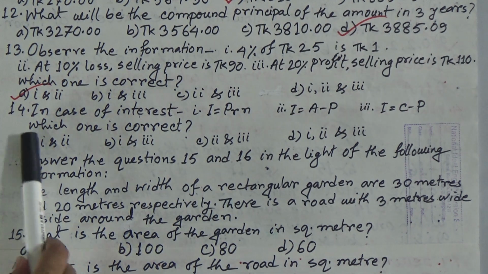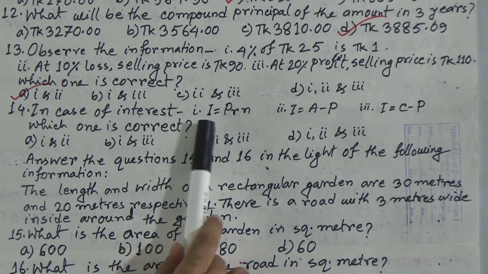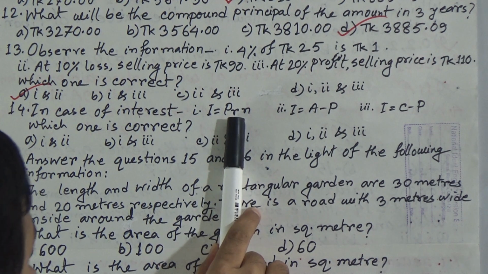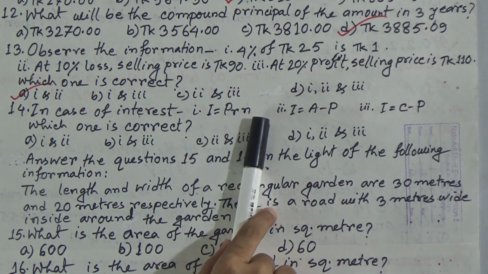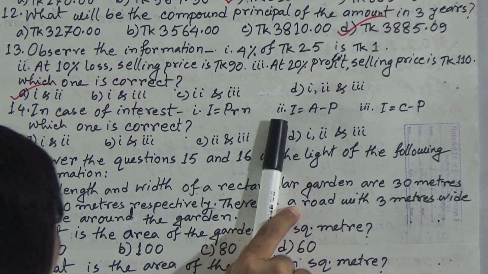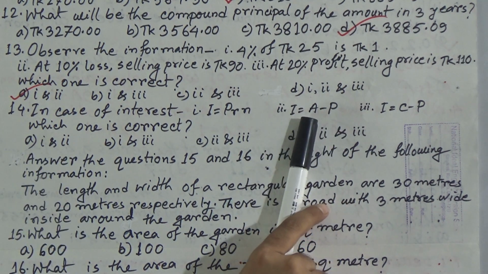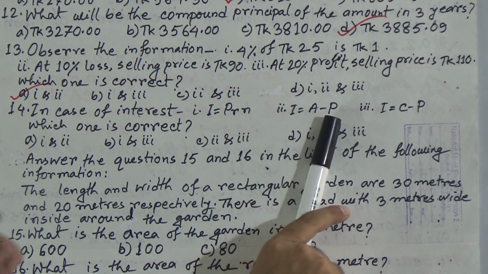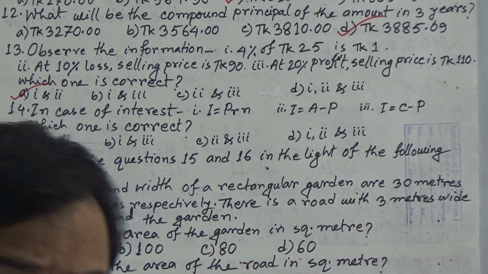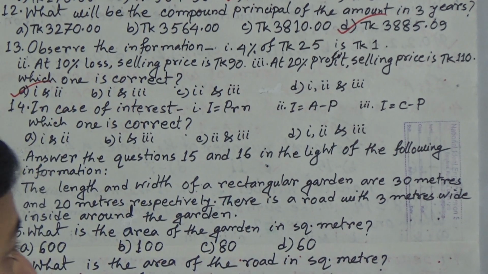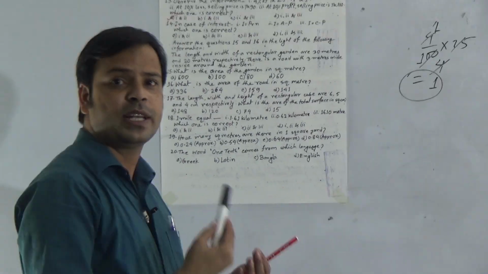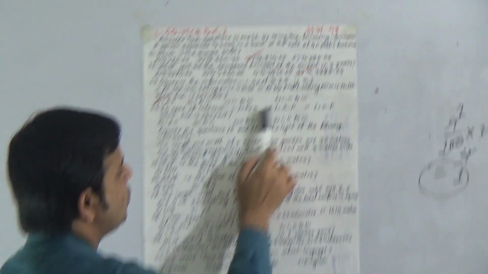Now question 14. In case of interest, first one I equal to PRN. Yes, this is the formula of profit. Question 2, I equal to A minus P. This is also profit. A means profit principal and P means principal. So if we subtract the principal from the profit principal, we will get the profit. So this one is also correct.